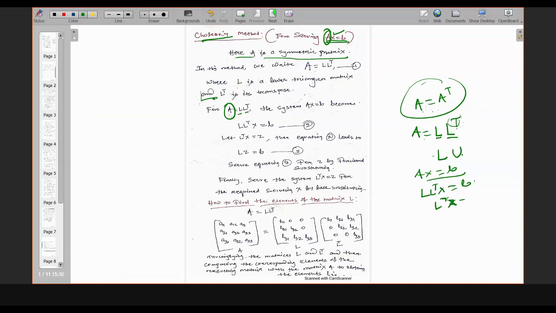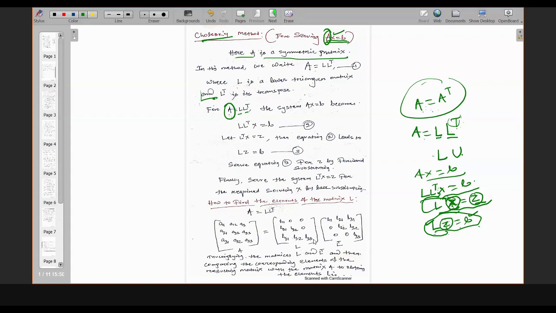L transpose x equals z, like what you did for the LU decomposition method. Since x and z are unknowns, better you choose Lz equals b. How do you get Lz equals b? If you substitute L transpose x equals z in this expression, it will be converted to this form, Lz equals b. Now L is known and b is known, so you can solve for z. Once you find the value of z, then you can solve for the required solution x.